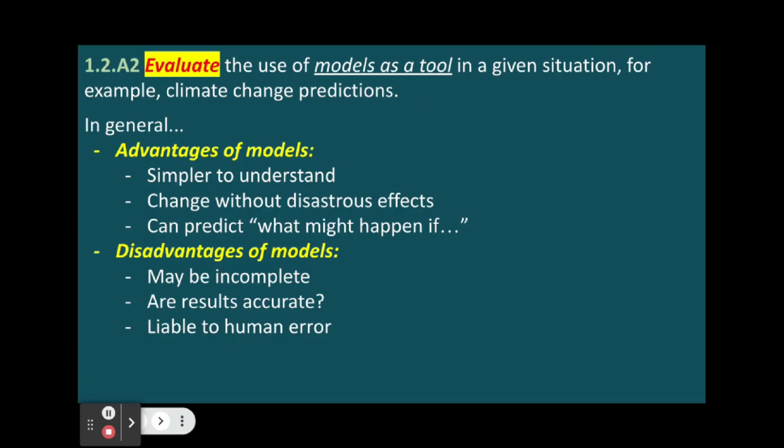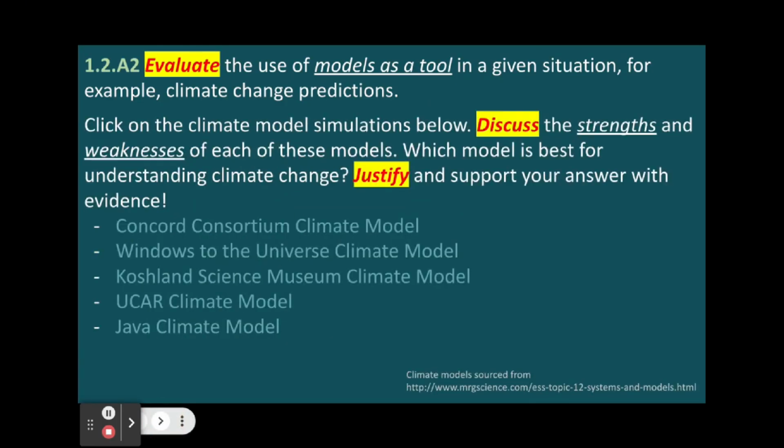Models in general are simpler to understand. You can change them without disastrous effects because you're not actually changing the real world or natural systems. And you can use them to predict hypothetical scenarios, what might happen if, and so on. Disadvantages of models, of course, are that they are incomplete. We don't know if their results are entirely accurate because they are only as accurate as the data that humans have put into them. That means they're also liable to human error.